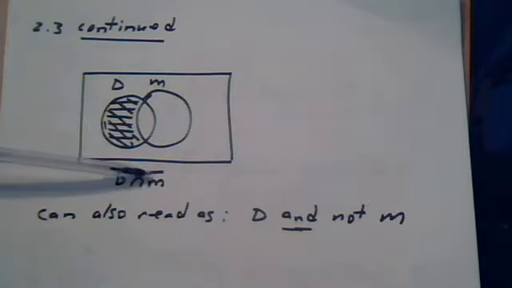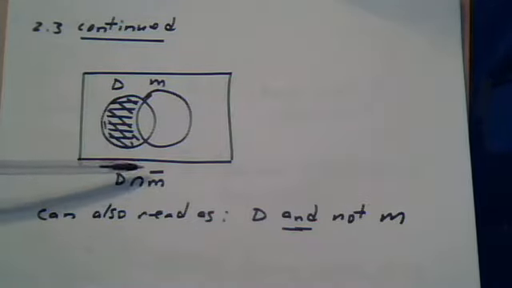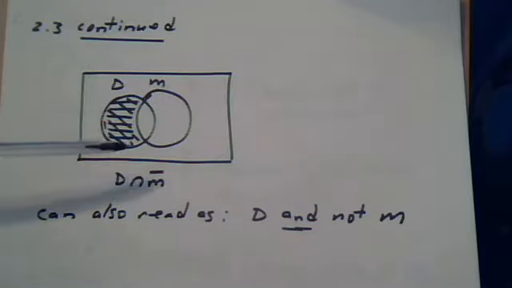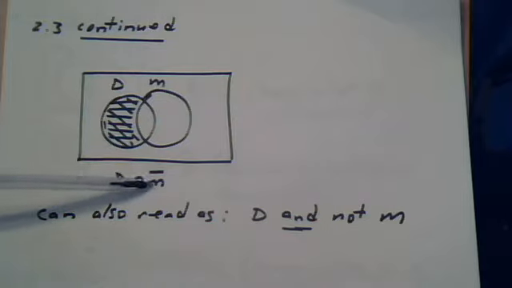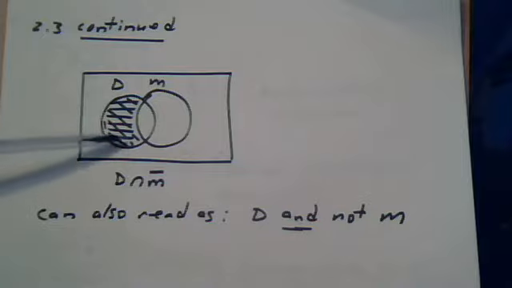but not M. So the easiest way to read it is D but not M. D but, this and can also be but. D but not M. So this is our shaded region.